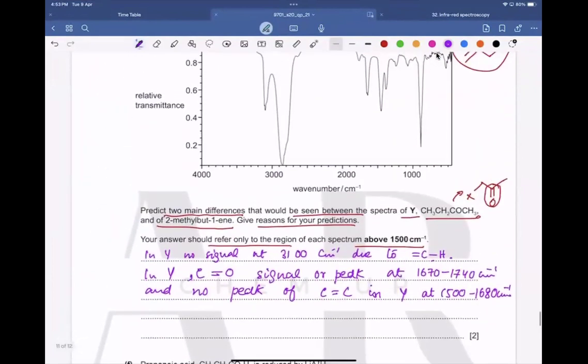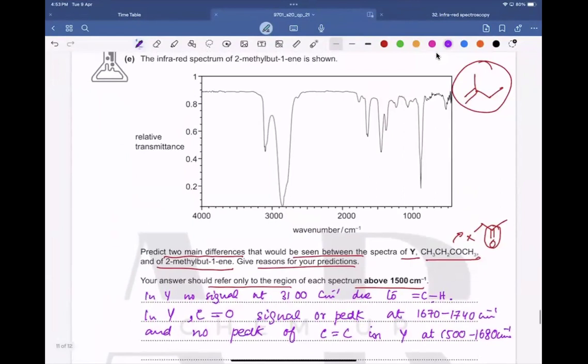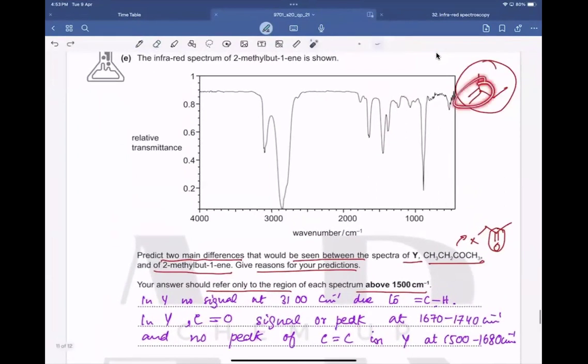So we have to differentiate the spectrum. Here we have a carbon-carbon double bond in this structure. So we are getting the signal of this carbon-carbon double bond over here, but not over here. In Y, we are getting a carbon double bond O signal, which is not over there.